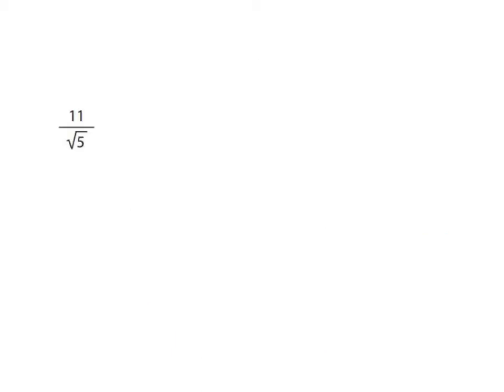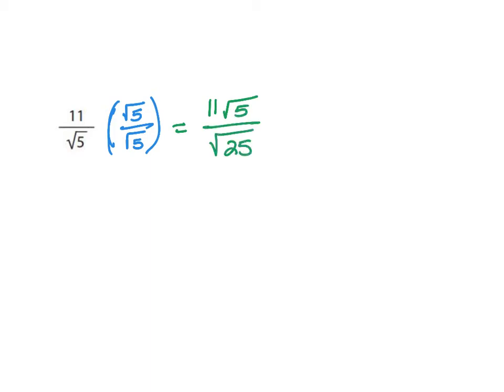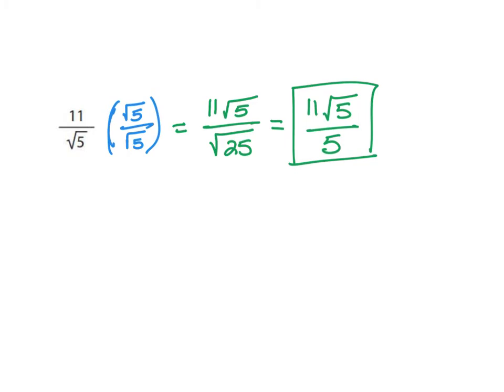Let's try some more. So in this case, I can't simplify. There's nothing to multiply. So what I'm going to do is multiply times 1 by using that radical of the square root of 5. So as I multiply across, I end up with 11 times the square root of 5 over the square root of 25. So then I have 11 times the square root of 5 over 5. Now I want to look at 11 and 5. I cannot simplify that as a fraction, so then this would be as far as we can go.